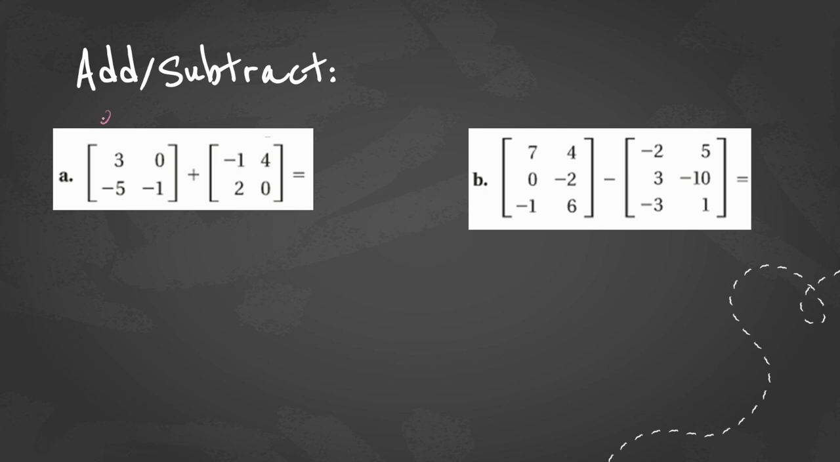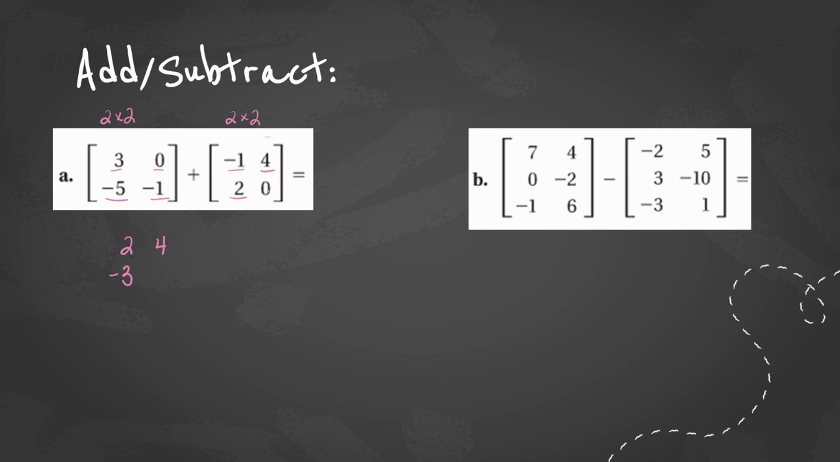So let's just check. This one here is a 2 by 2. This one is also a 2 by 2, which means that we are okay to add. So what we're going to do is we're just going to add the positions. 3 plus -1 is 2. 0 plus 4 is 4. Notice how I'm adding the top left and I'm going to put it in the top left. I'm adding the top right and I'm putting it in the top right. I'm going to add the bottom left and I'm going to put it in the bottom left position.